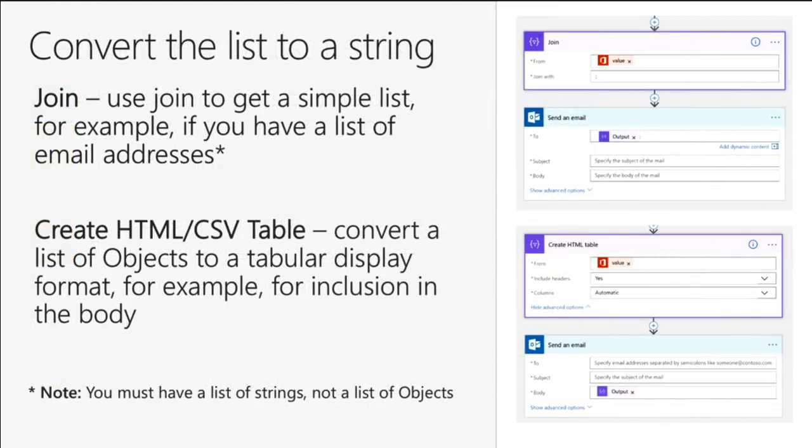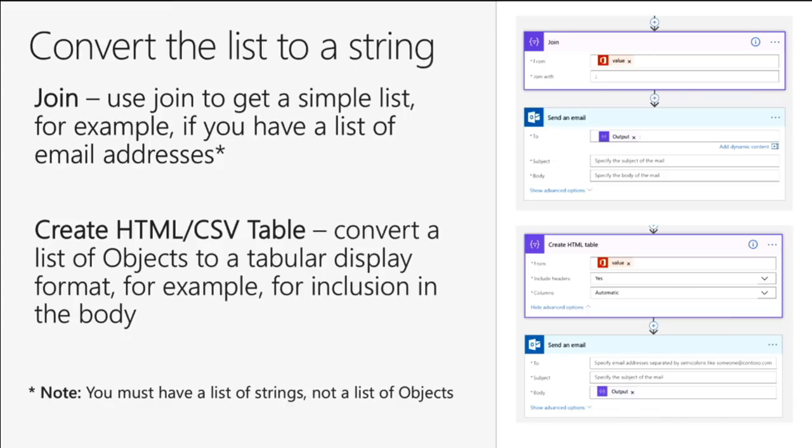Now, another thing you could do is convert that list to a string. So let's say that I have a list of email addresses, and I want to get one string that I can use inside of a flow to send an email. In that case, I can use the join card. The join action allows me to put a simple delimiter in, like a semicolon or a comma or something like that. And then all of those emails become a single object that can be used elsewhere in the flow.